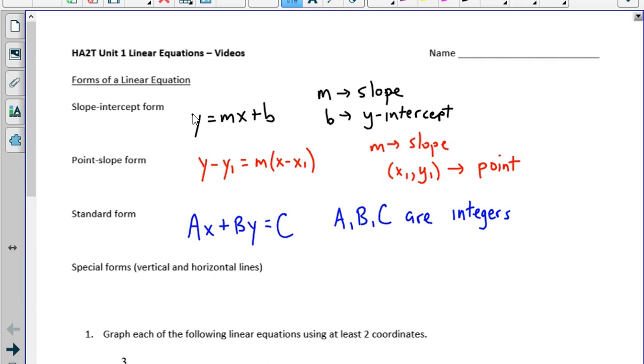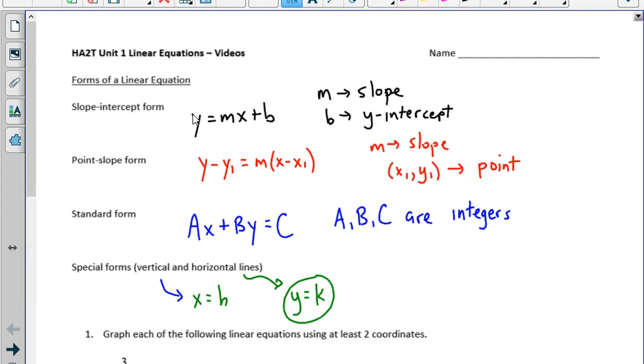Special forms, for example, vertical and horizontal lines. Vertical lines take the form x equals some number, and then horizontal lines take the form y equals some number. So that is a special form. y = k is also the same thing as slope-intercept form where m equals 0, or point-slope form where m equals 0, because when you have a horizontal line, the slope is 0.